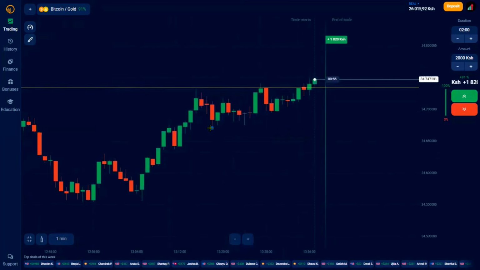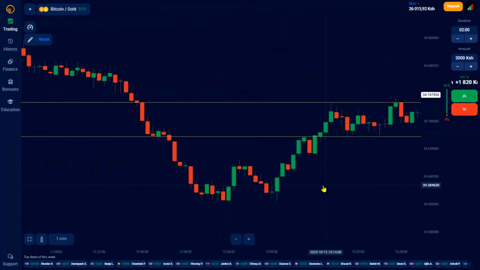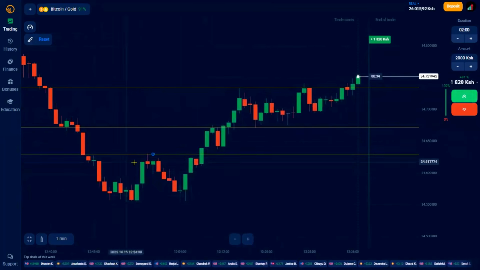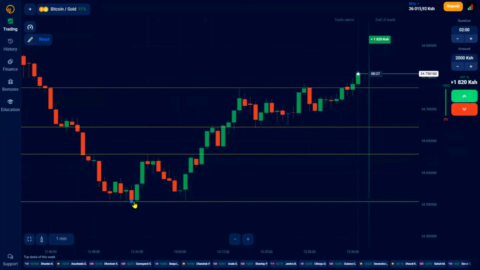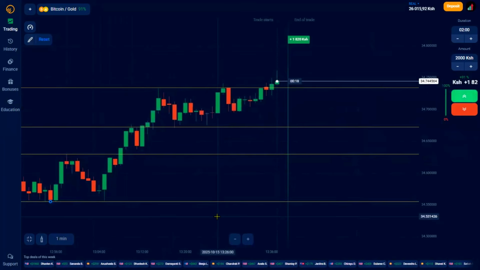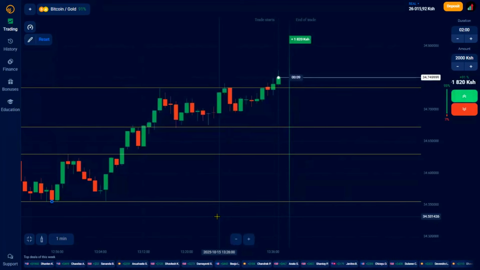I'll use a horizontal line to mark these levels, and I'm being guided by these wicks. We should focus on the wicks while marking the zones. You can see this is another zone, because of these wicks. Like I told you guys, wicks tell us a lot in the market. They tell us when there is a rejection of the price in the market.